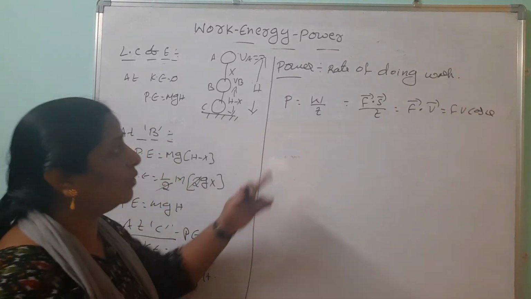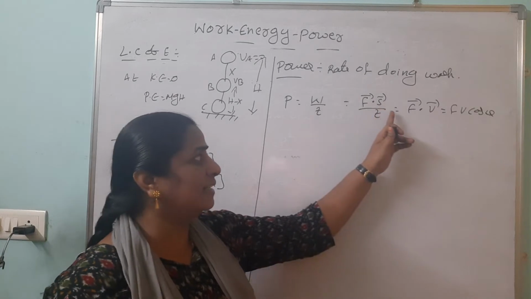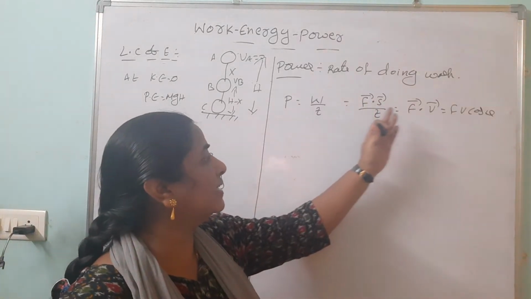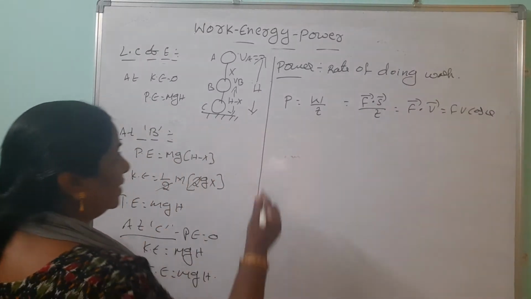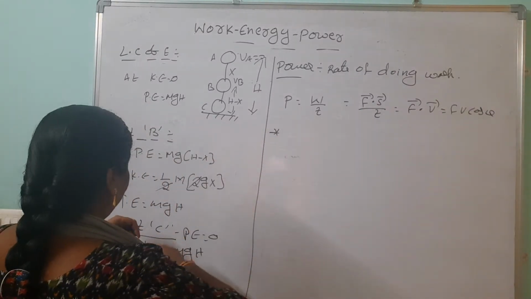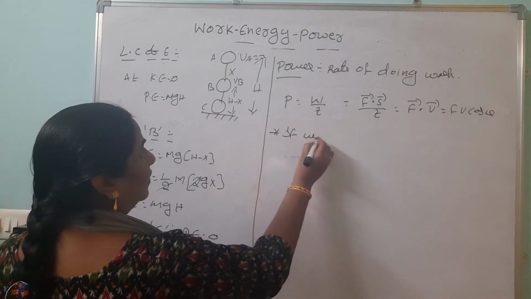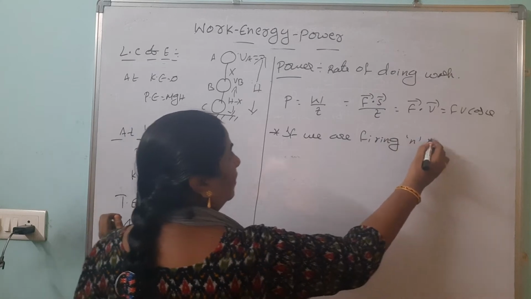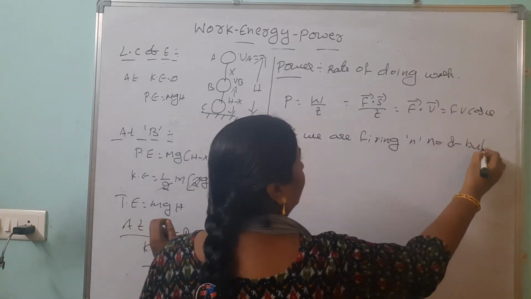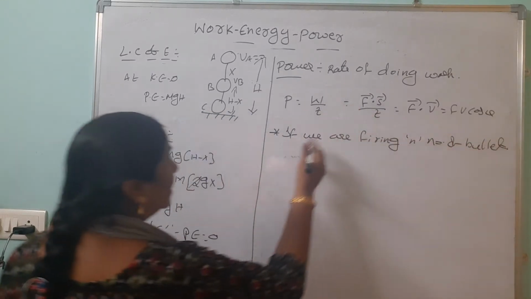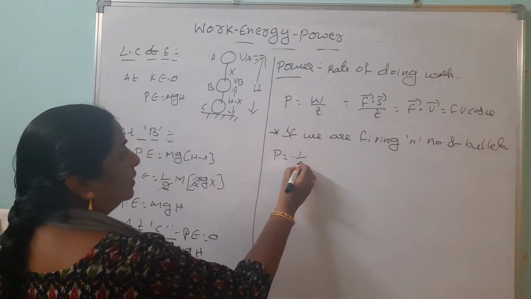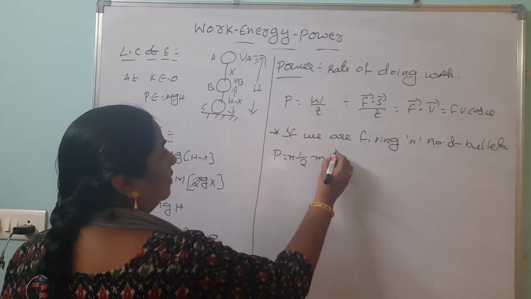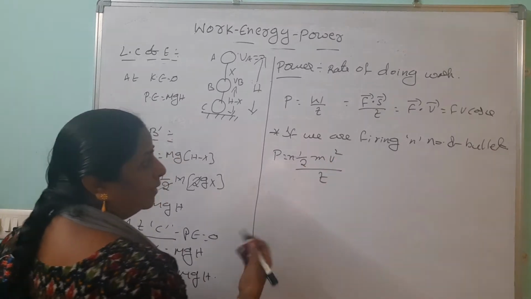See, don't stick only to work by time. You should express it in terms of the dot product also, and you should consider the cos theta also. Then from this, look here, there are different cases. If we are firing n number of bullets, then this work is stored as kinetic energy. So P equals, for n number of bullets, each bullet of mass m, m v square by t.